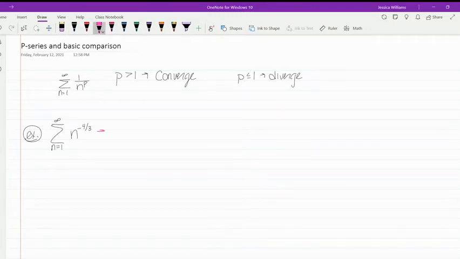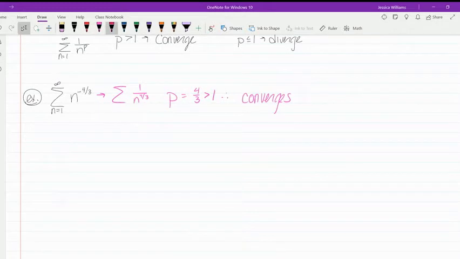What you need to do is rearrange it. It's got to be 1 over, so this would be 1 over n to the 4/3. And then I just simply say p is 4/3. That's bigger than 1, therefore converges. And I'm done, and I move on. Great. You have a delta waiting for you to practice p-series.